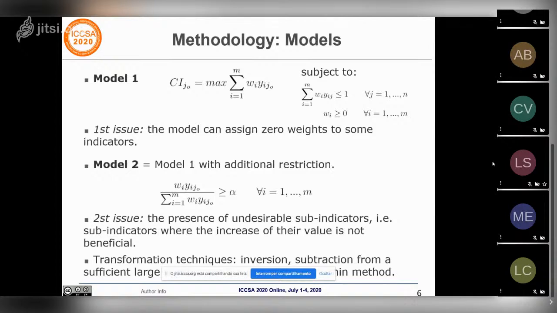Another issue is the presence of undesirable sub-indicators, that is, indicators where the increase of their value is not beneficial, for example, the GHG emissions. To solve this problem, there are some transformation techniques, such as the inversion of the sub-indicator, the subtraction of the indicator from a sufficiently large number, or the use of the maximum-minimum methods.